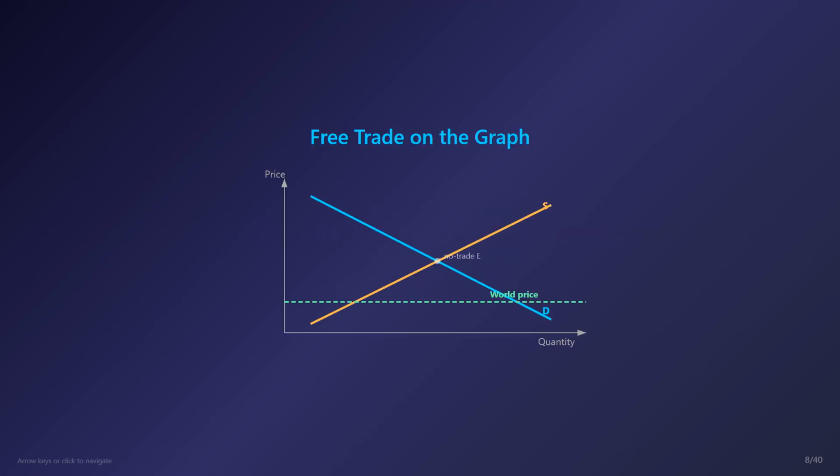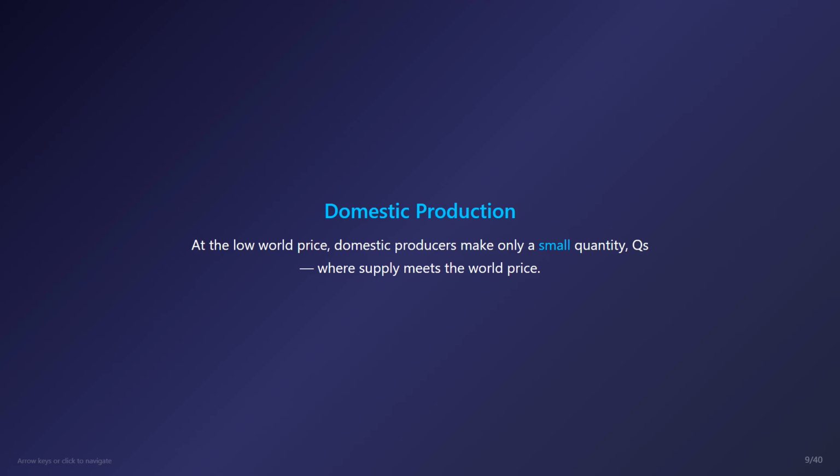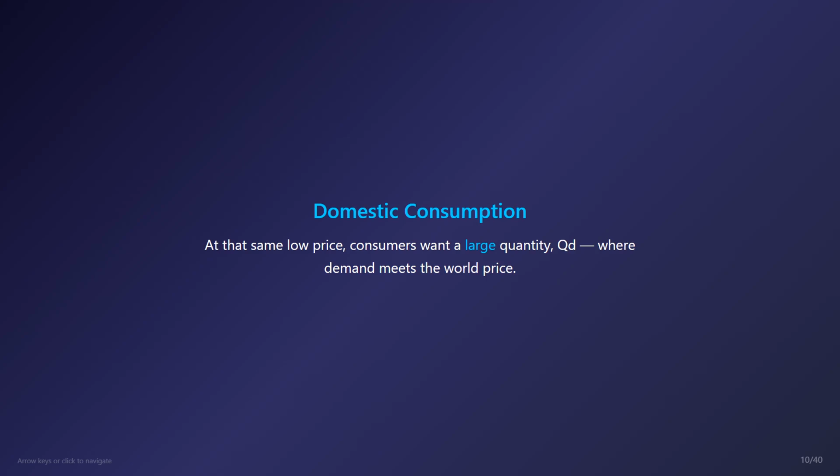Let's draw it. We have the usual domestic demand and domestic supply curves, crossing at the no-trade equilibrium, which sits high up. Below it, we draw the world price as a horizontal line, because the country can buy unlimited quantity at that price. Now read off domestic production. At the low world price, home producers are willing to make only a small quantity. Call it QS, found where the domestic supply curve meets the world price line. Next, domestic consumption. At that same low world price, consumers want a large quantity, QD, found where the domestic demand curve meets the world price line.